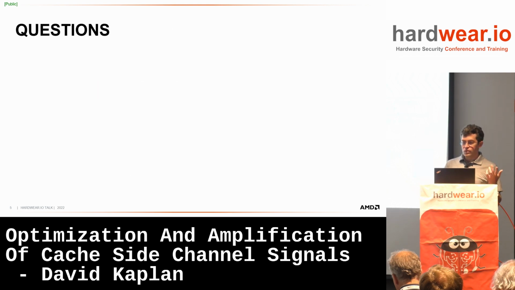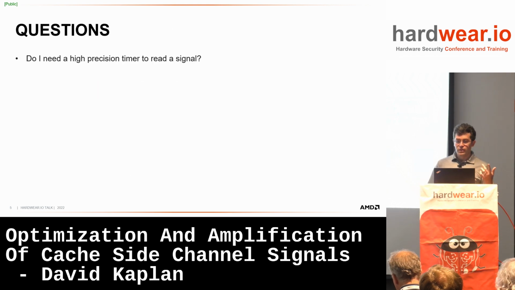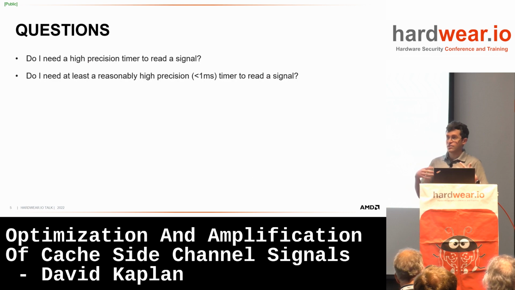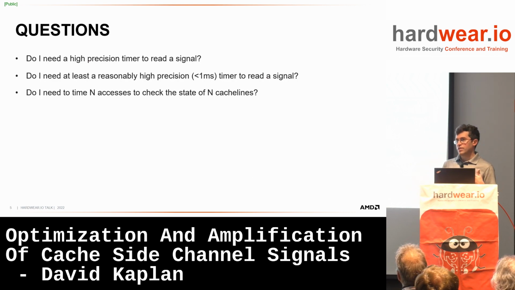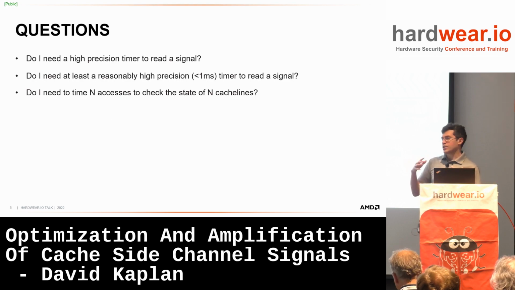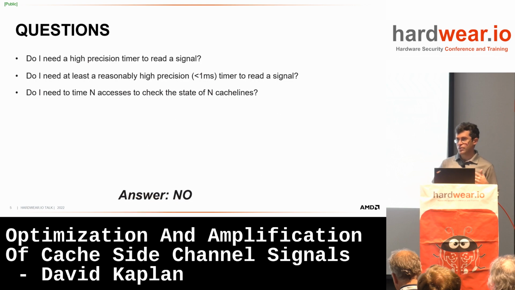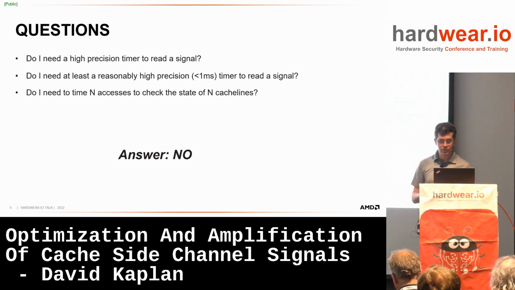So, some questions to pose. Do we really need a high-precision timer to check the status of a cache line? Or do we at least need a somewhat high-precision timer? And then, my favorite: if we've got a bunch of cache lines, do we actually have to check each of them in order to determine their state? And of course, the answer to all these is no, because that's why I'm up here talking.